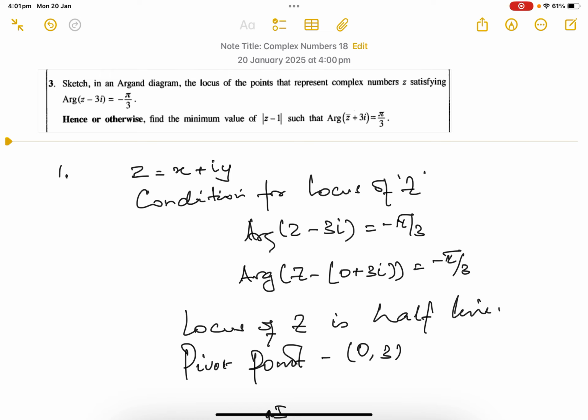Let's start the question. I can write z equal x plus iy as an arbitrary form, where x, y are variables. The condition for the locus of z is the argument of z minus 3i equal to minus pi by 3. We can write z minus 3i in the form of two complex numbers: the argument of z minus (0 plus 3i) equal to minus pi by 3.